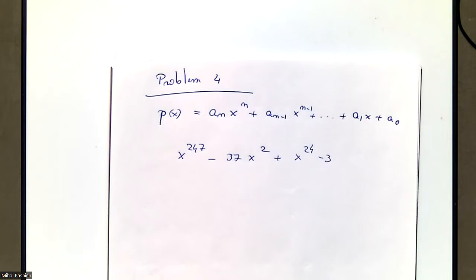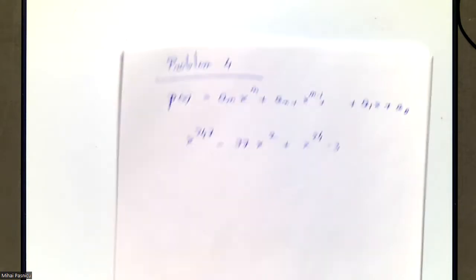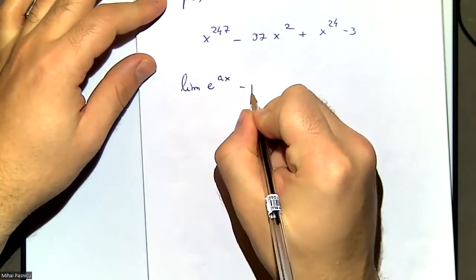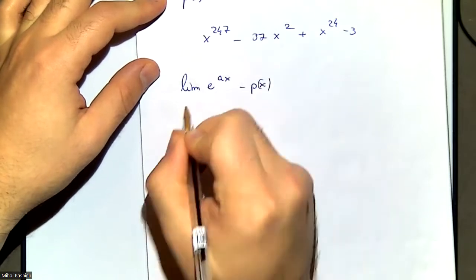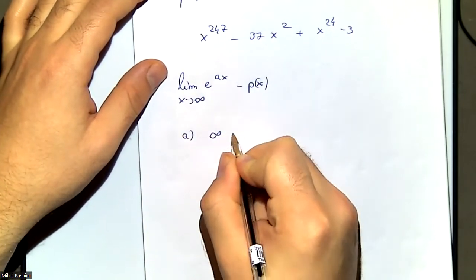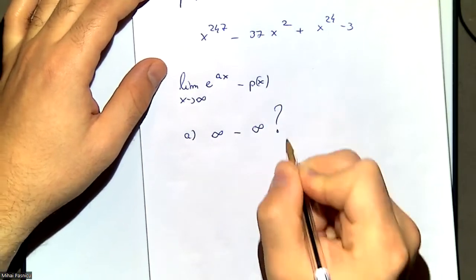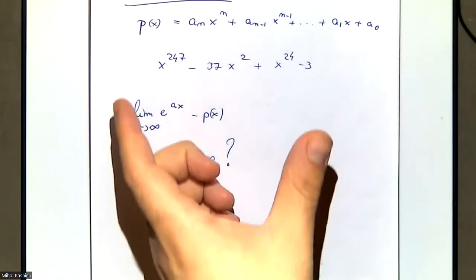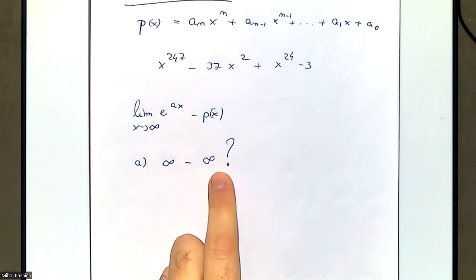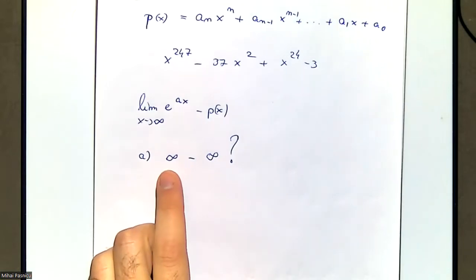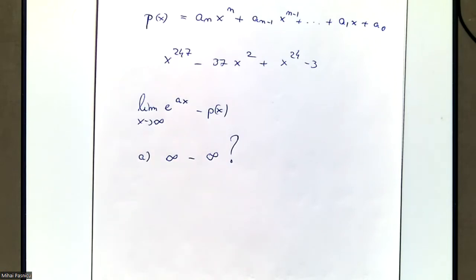And now you're asked to consider the limit of e^(ax) minus P(x) as x goes to infinity. And then the first question is, is this infinity minus infinity? That is your first question. I would not expect you, since you just learned basically what a polynomial is, to evaluate the second part and tell me if it's infinity or not. But I would have expected you to evaluate this first part, e to the power of ax.